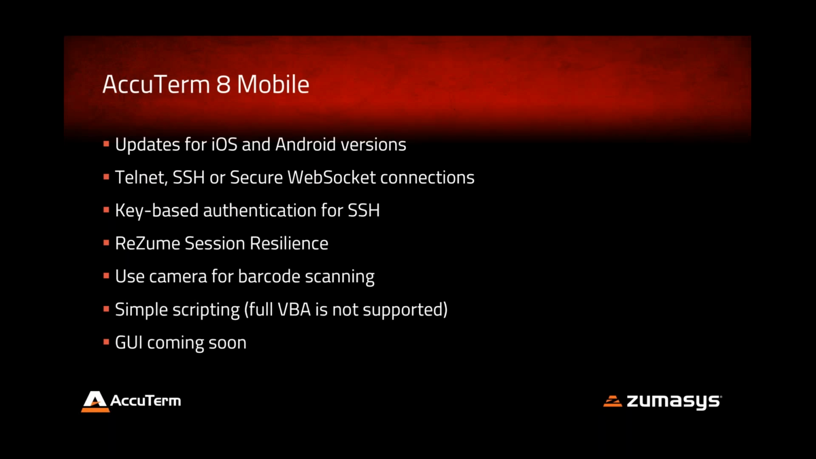So Accuterm 8 Mobile is an update for the current Accuterm mobile version that supports iOS and Android. There's several new features that are being added. One is secure WebSockets, so that we'll be supporting that on all three flavors: desktop, web, and mobile versions. We're going to add key-based authentication to our SSH implementation on the mobile version, which has been asked for. Right now, the mobile only supports password and something called interactive authentication, which is a lot like password. So the key-based is a stronger, more secure way of authenticating.